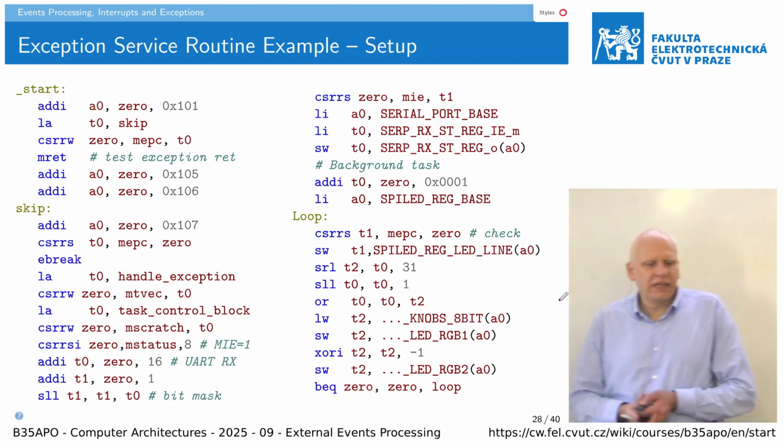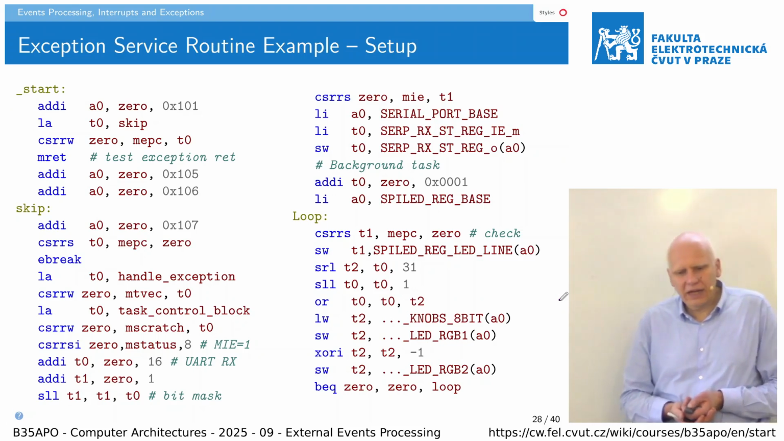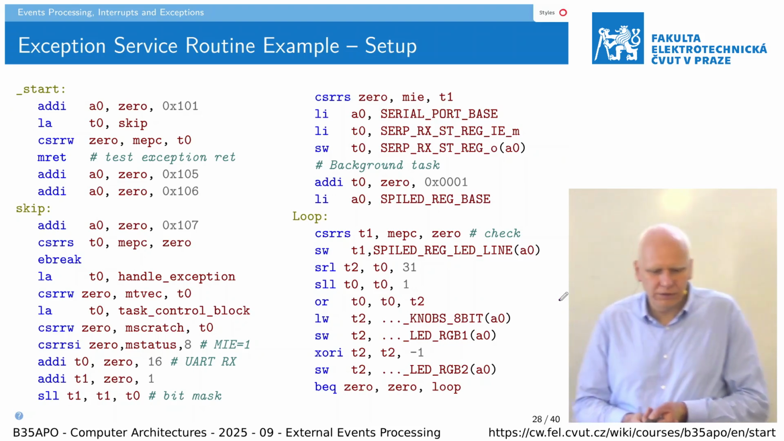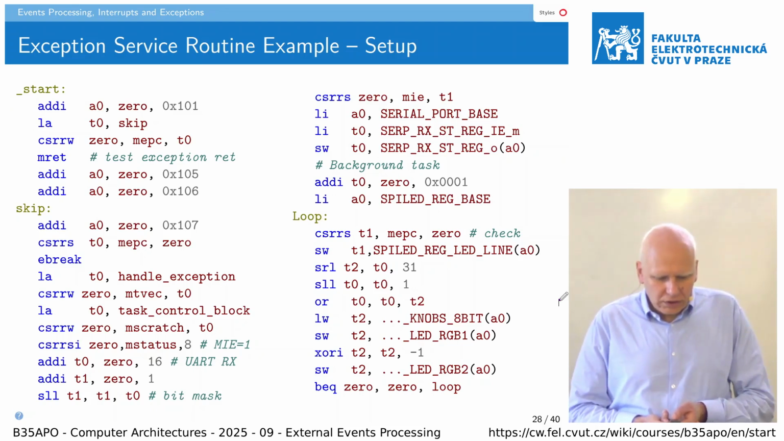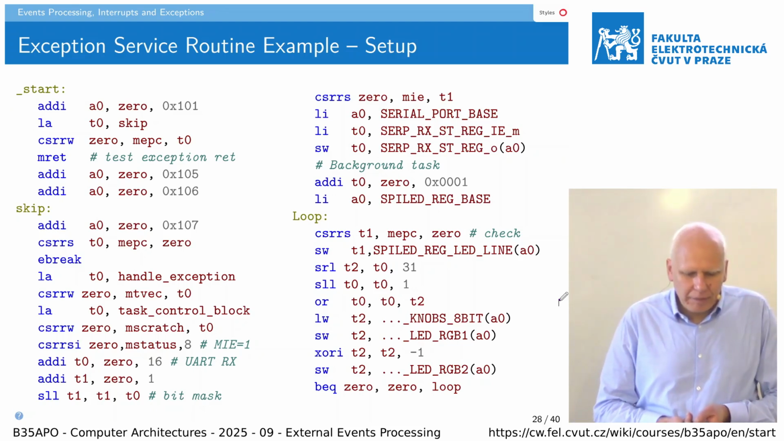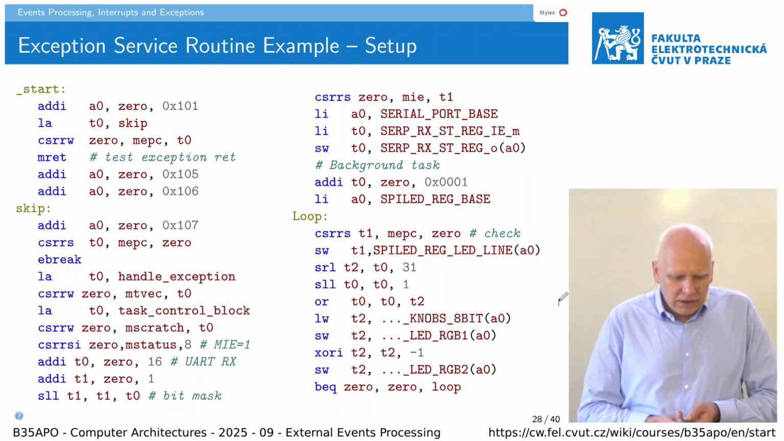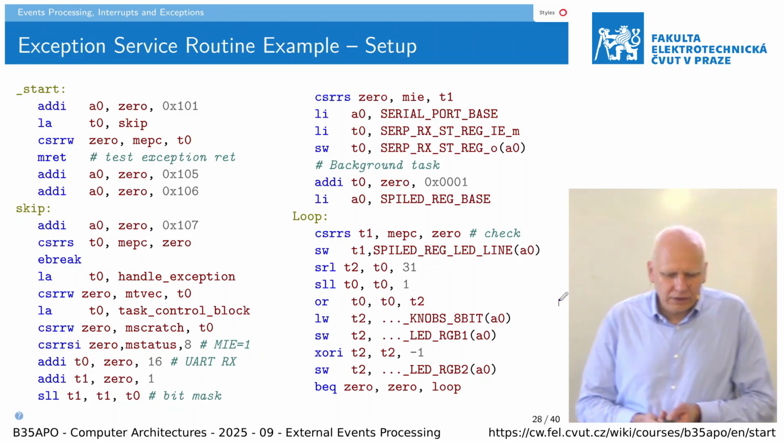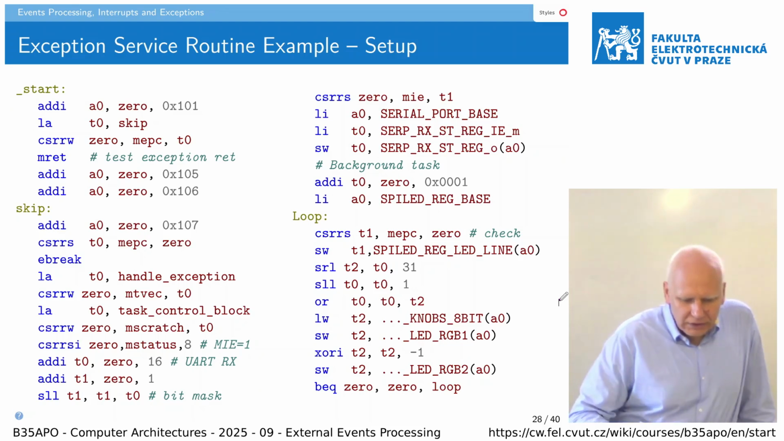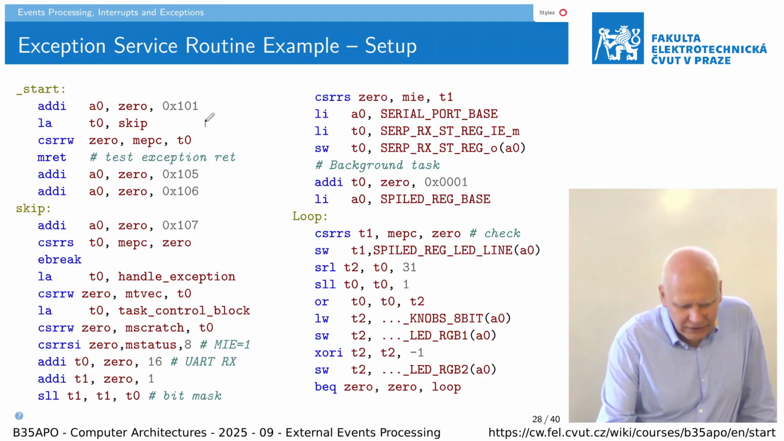And we have an example. So now we try to analyze this piece of code. There is an example of how such a setup of the interrupt service routine can be written.